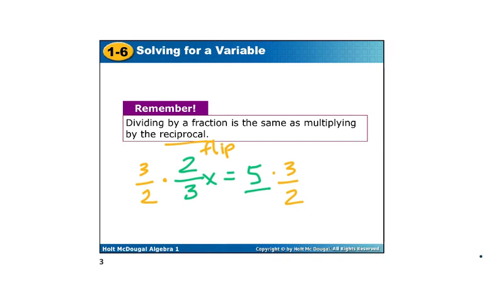So 5 is technically over 1, and so you would end up doing 5 times 3, which is 15, and 1 times 2, which is 2. And then that would be your x, 15 halves.